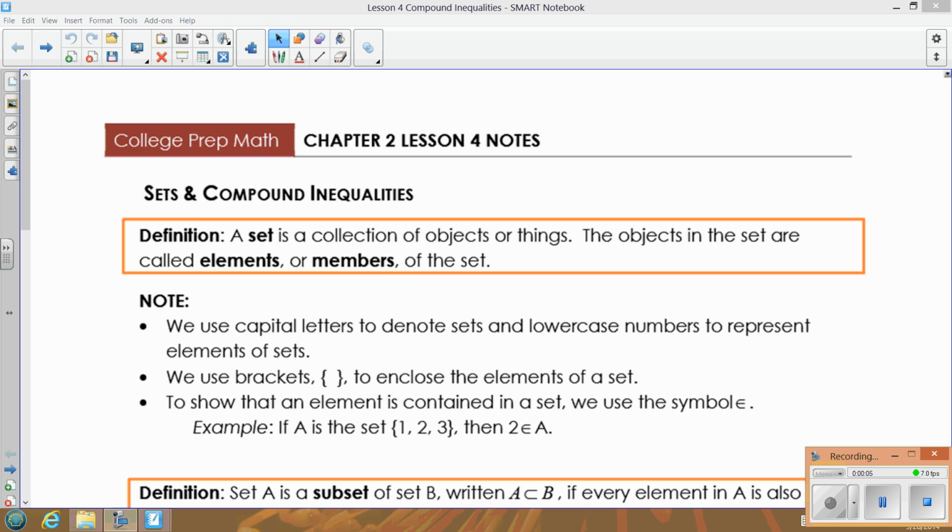In lesson 4, we're going to talk about compound inequalities, so basically more than one inequality. Before we can do that, though, we have to talk a little bit about sets and what that actually means and the notation for sets.